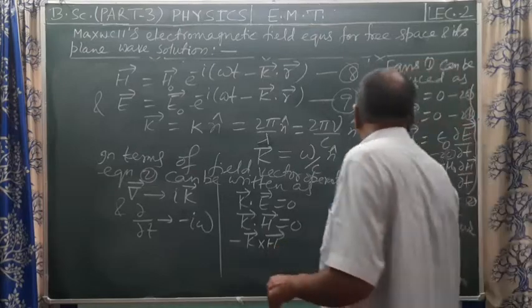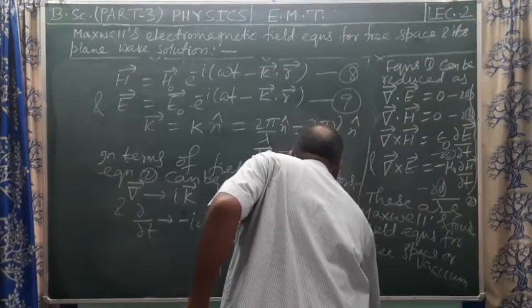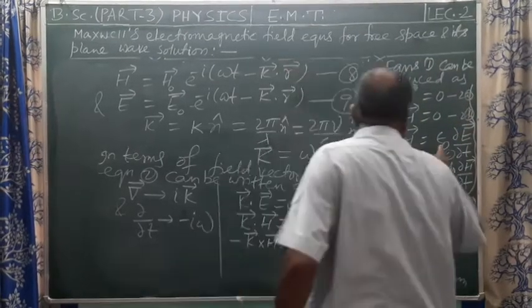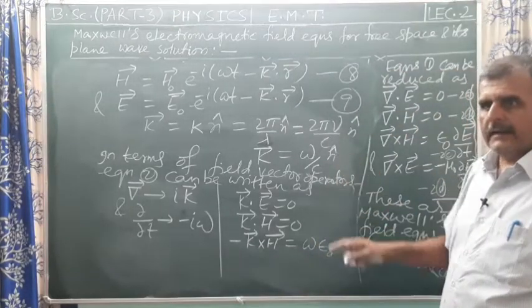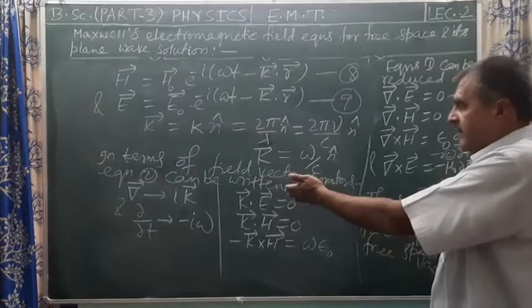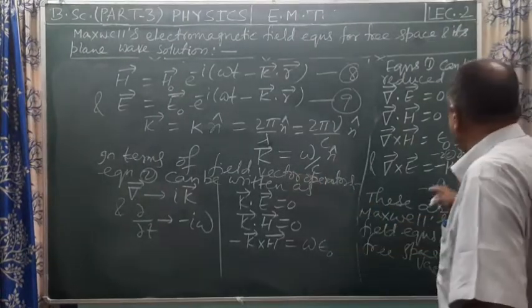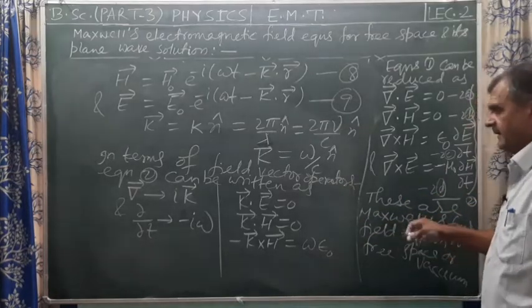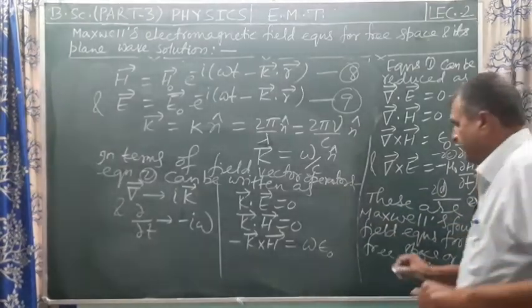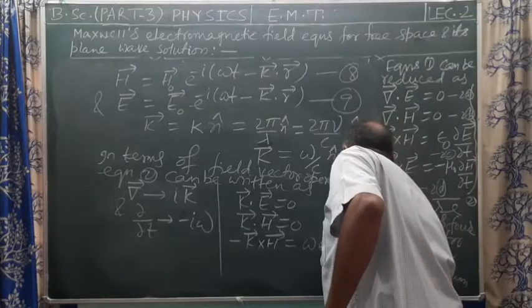And the right hand side is omega epsilon naught e vector, because del by del t is replaced by minus i omega, so epsilon naught is here. So omega epsilon naught e vector.